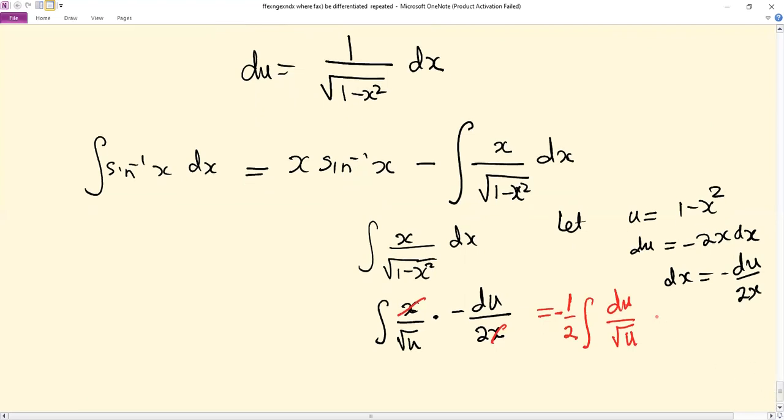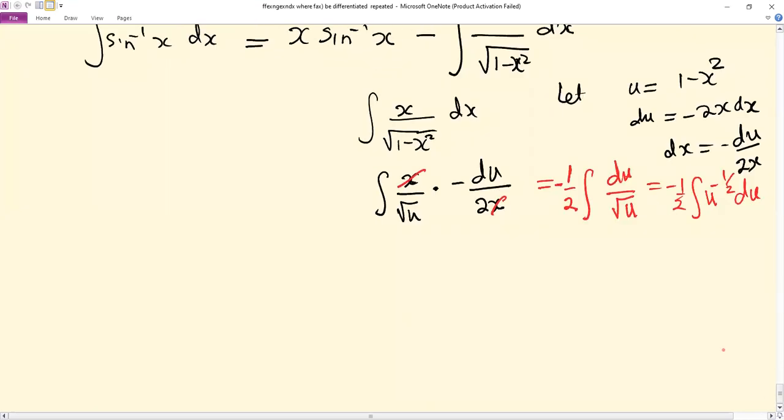Which is the same thing as saying negative a half integral of u raised to the power minus a half du. So using the power rule, we'll have negative a half times u raised to the power minus a half plus 1 over minus a half plus 1, and then plus c. So minus a half plus 1 is a half. The reciprocal of a half is 2. 2 times minus a half is minus 1. So this is just the same as minus u raised to the power a half, and then plus c.